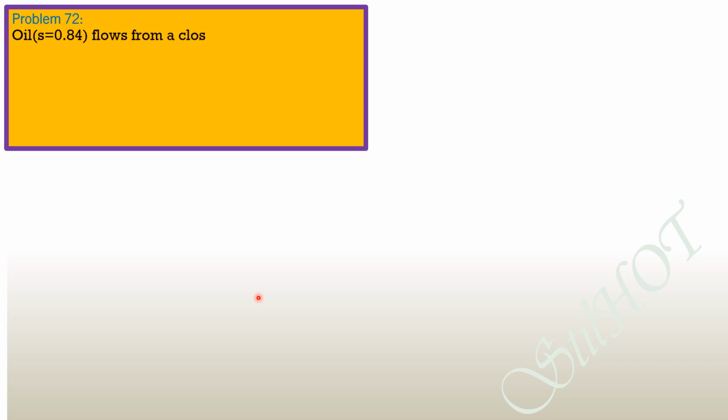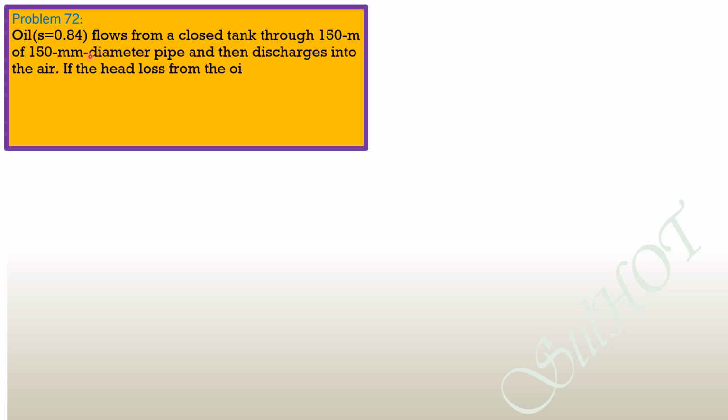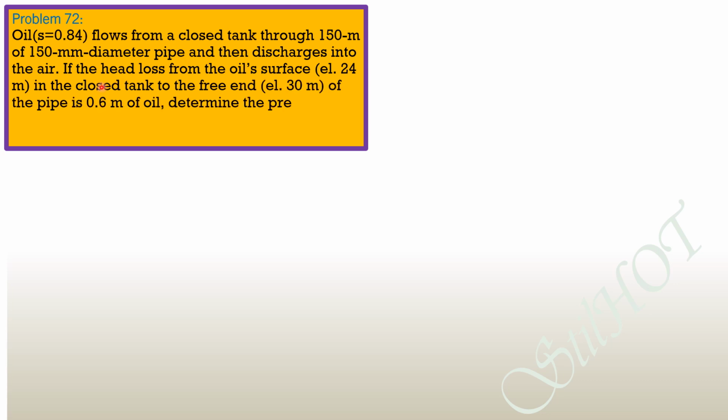Problem 72. Oil of specific gravity 0.84 flows from a closed tank through 150 meters of 150 millimeter diameter pipe and then discharges into the air. If the head loss from the oil surface, which is at elevation 24 meters, in the closed tank to the free end, which is at elevation 30 meters of the pipe, is 0.6 meter of oil, determine the pressure in the oil surface needed to cause 17 liters per second of oil to flow.